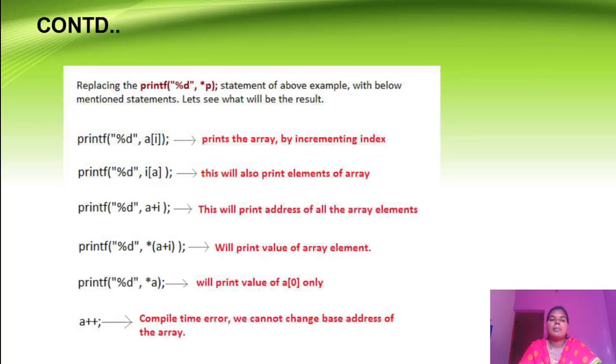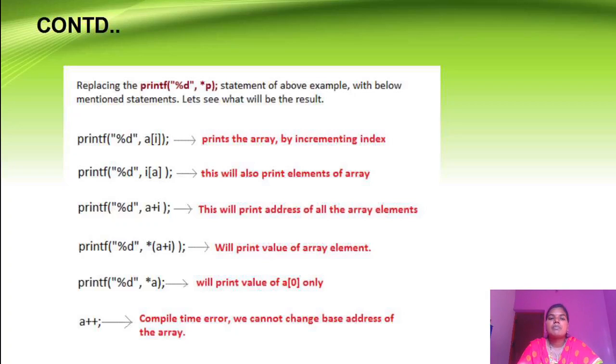So let us see some printf statements in this example with the pointers. That means how pointers are used in this. Instead of *p, we can replace different values in the *p place. For example, if I use printf %d, a[i], it prints the array by incrementing the index. That means if you want to print all the elements, I can put a[i] in the printf statement. Next statement, printf %d, i[a]. So it is same as the previous one. It will also print the elements of the array.